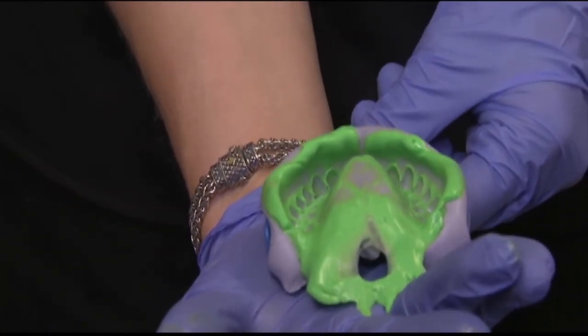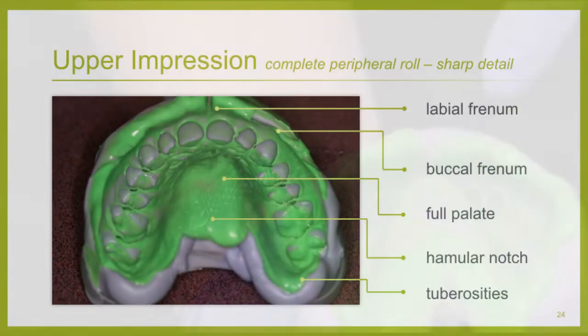We have everything we need here, everything that we need to see. We've got our frenum, we've got the buccal frenum, we've got the full palate, we don't have any voids, we don't have any bubbles, we've got our hamular notch, we've got everything that the lab needs in order to make a really good model from this impression. And then the same for the lower.